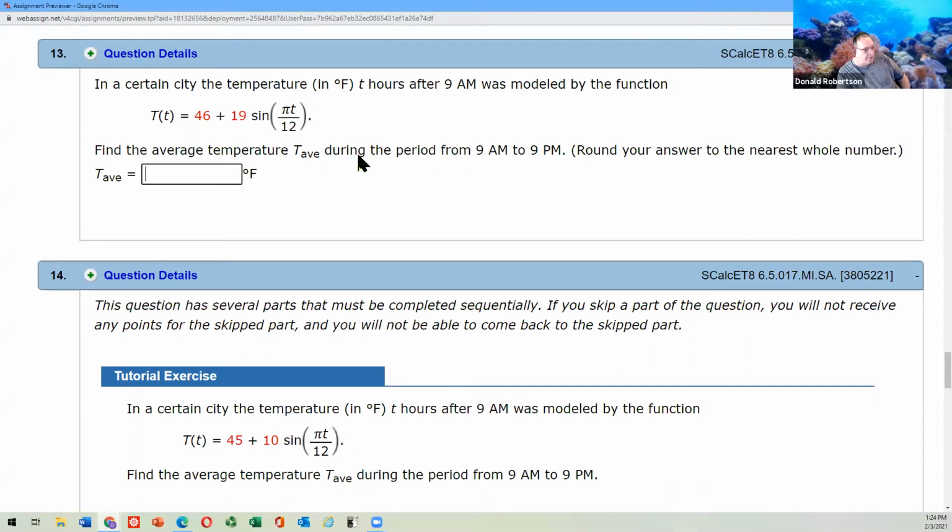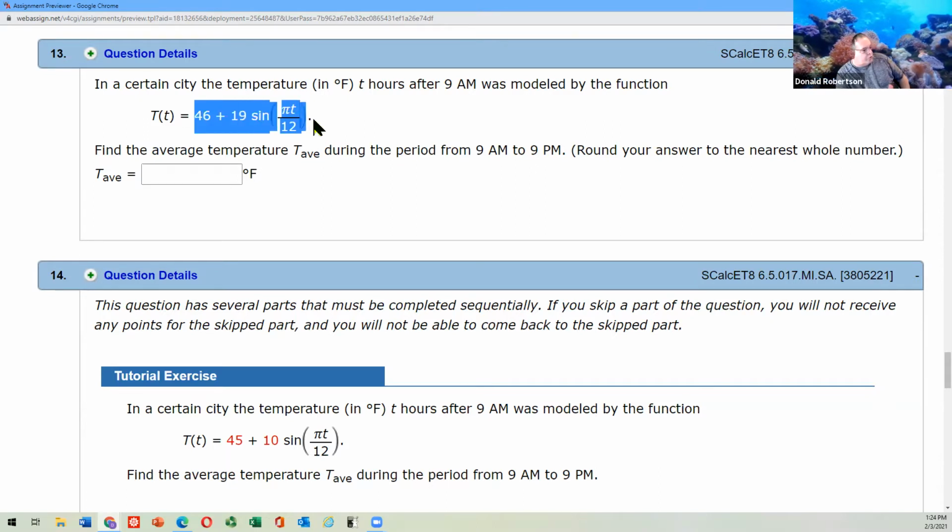So it's going to be the integral, not from 9 till 9, because that wouldn't work, but from 0 to 12. Right, 0 is 9 AM, 12 is 9 PM. And this is the guy that you are going to have to integrate. Not very pretty, agreed? Now, the 46 is easy. Won't that just become 46t?